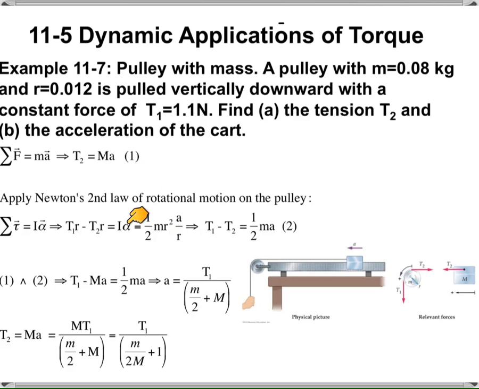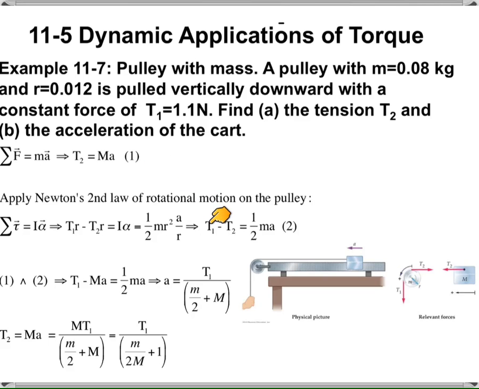And I is 1/2 small m r square. So this is the moment of inertia for the disk, for the pulley, because it is in the shape of a disk, and disks always have 1/2 mr square. So when you express this in terms of the tensions and the acceleration, you have reached this second equation, and you have the first equation in here.